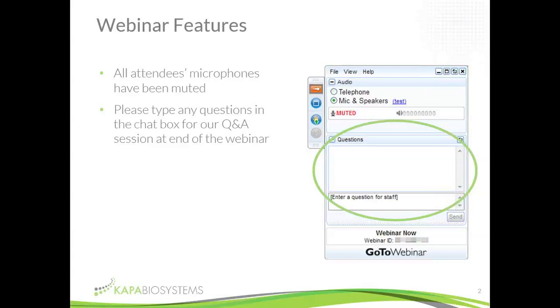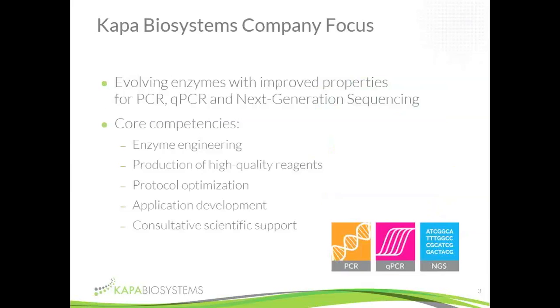For those of you not familiar with Kapa Biosystems, we are a global life science reagents company focused on evolving enzyme product solutions for various applications, including PCR, qPCR, and next-generation sequencing. Listed here are some of our core competencies, which include enzyme engineering, production of high-quality reagents, and scientific support.